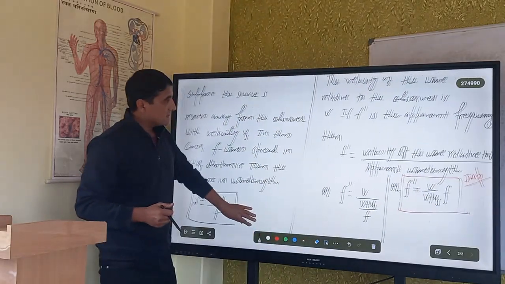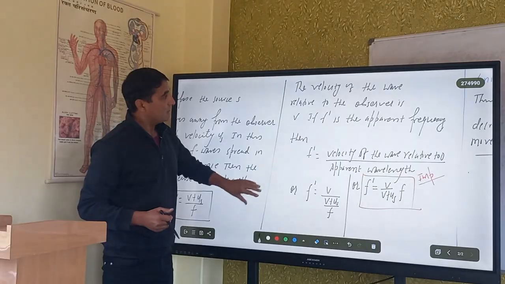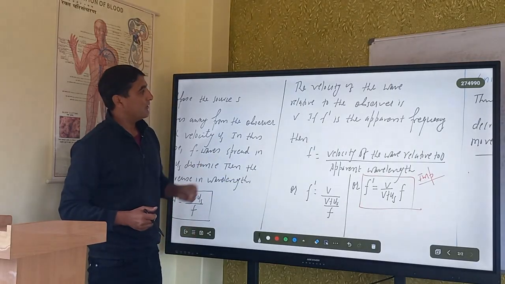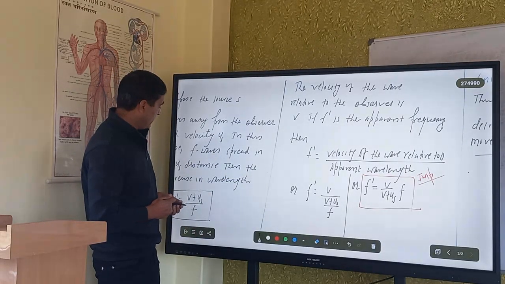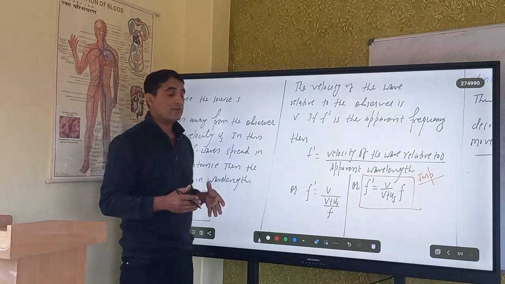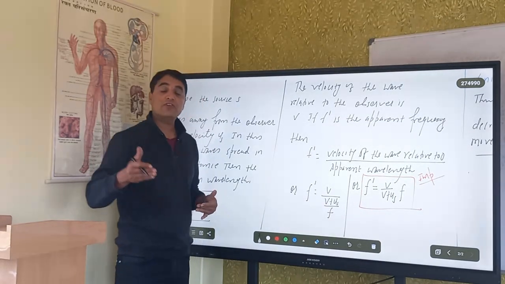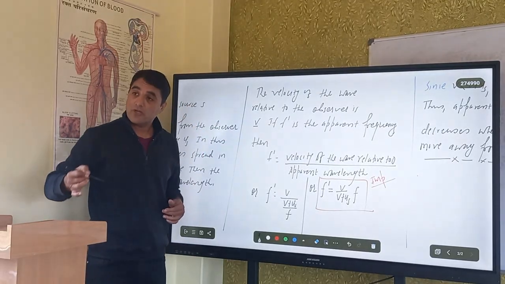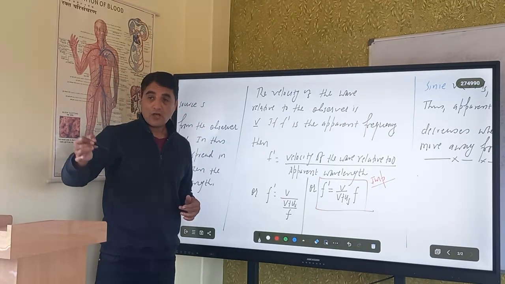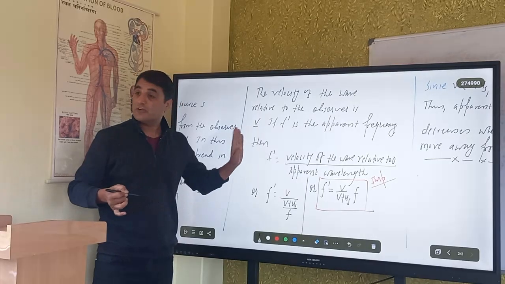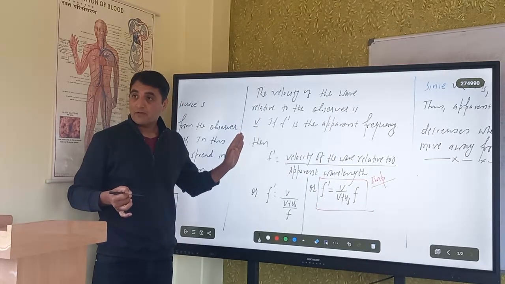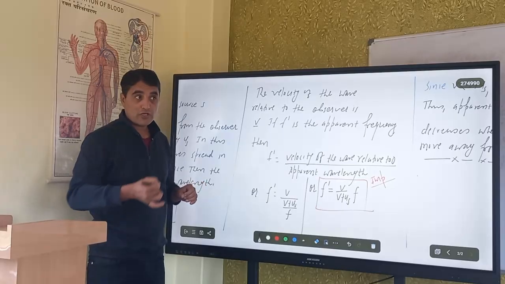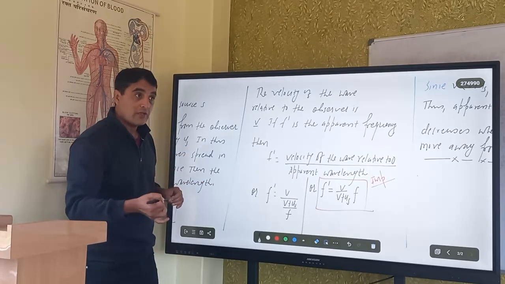And the next is the apparent frequency. The velocity of the wave relative to the observer is v, because the observer is at rest, so the relative velocity does not change. We are talking here about the relative velocity of the wave with respect to the observer. If the observer is not moving, the relative velocity does not change. Change in the velocity of the source does not change the relative velocity of the wave.